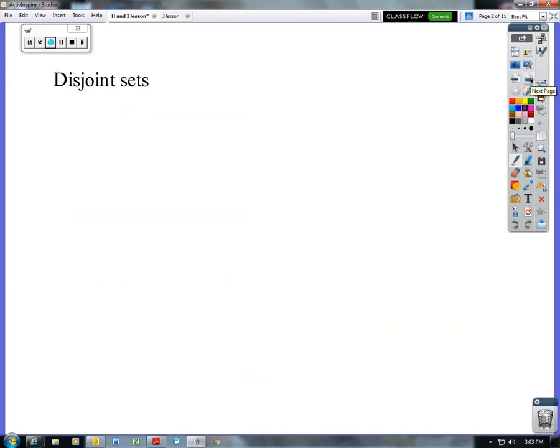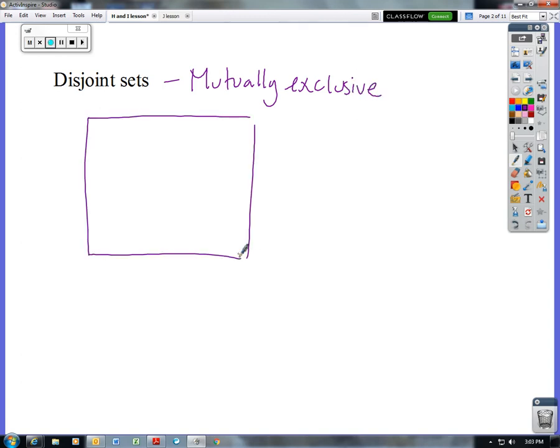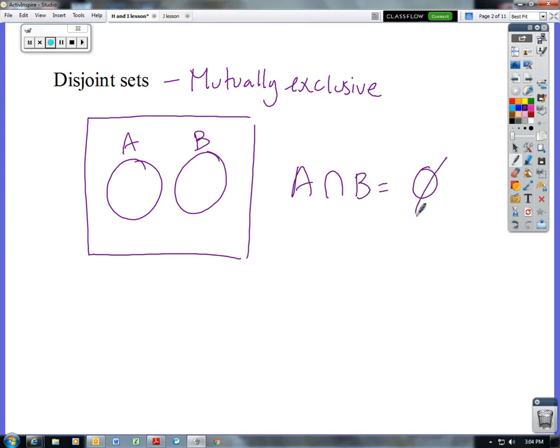Disjoint sets are also mutually exclusive. That means they don't overlap. A disjoint means the same thing. So disjoint or mutually exclusive sets would look like that. And what's the intersection of A and B? There isn't one, so it's the empty set, and that's how we write the empty set: O with a slash through it.